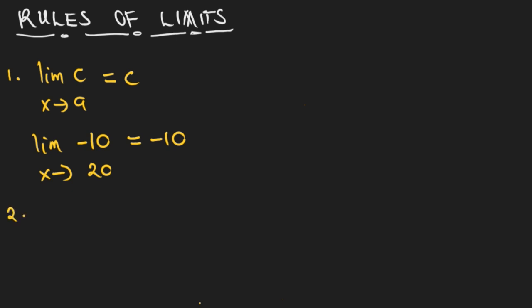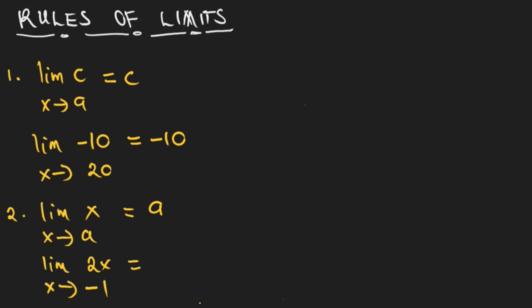The next one, if you have the limit of x as x approaches a, here we do a substitution. Wherever you see this function, we put the value a there. So this will give us a. For example, if I have the limit of the function 2x as x approaches -1, this should be equal to, so I do 2 times, wherever I see the x, I put the -1 there, and that gives me -2.